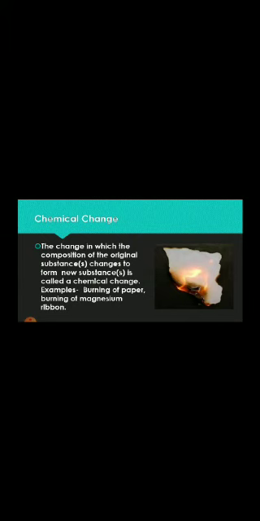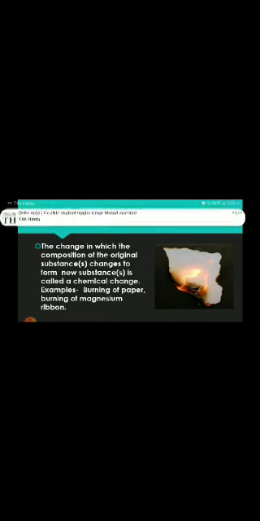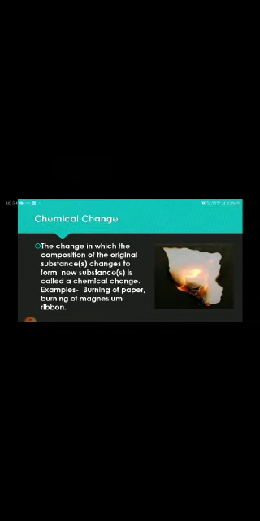Now I will discuss chemical change. The change in which the composition of the original substance changes to form a new substance is called a chemical change. You can see burning of paper, burning of magnesium ribbon. What happens, students, in case of burning? The paper completely changes into another form, that is ash. So it is a type of chemical change. The composition of the substance changes. Paper remains no longer like paper. It is converted into another substance. Right?